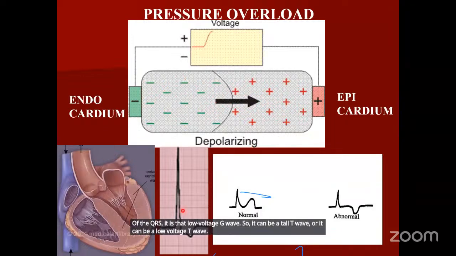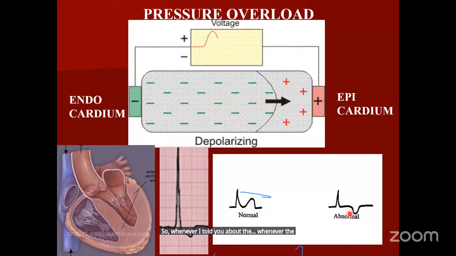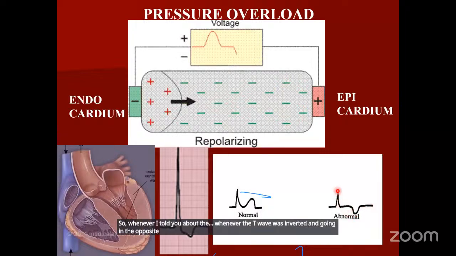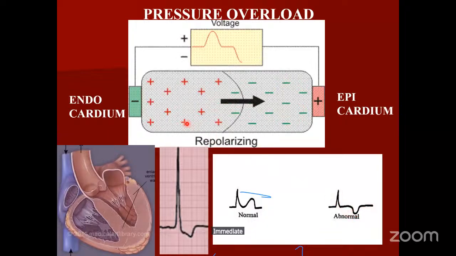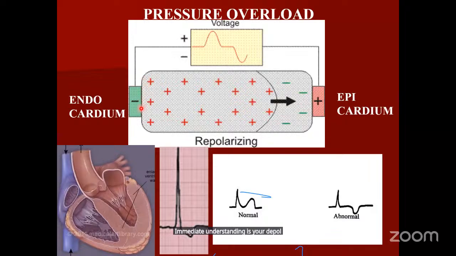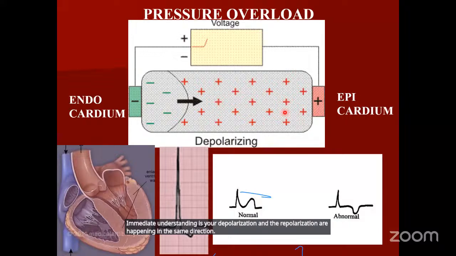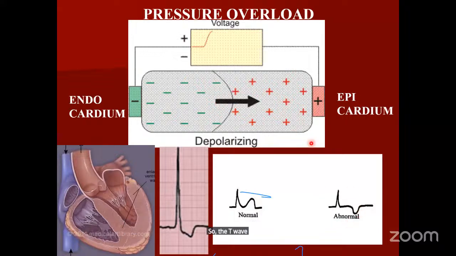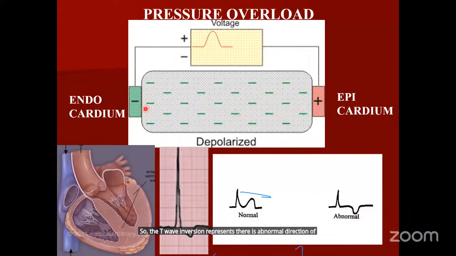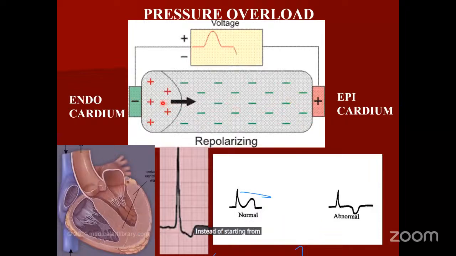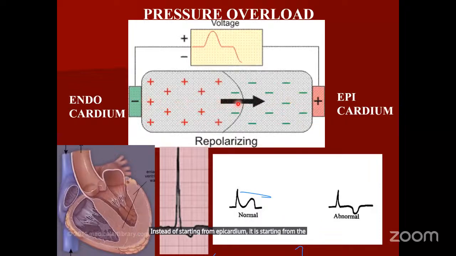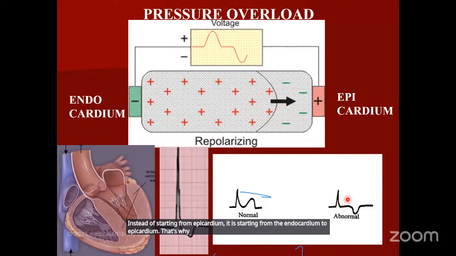So whenever I told you the T wave is inverted and going in the opposite direction of the QRS complex, the immediate understanding is that your depolarization and the repolarization are not happening in the same direction. So the T wave inversion represents there is abnormal direction of repolarization. Instead of starting from epicardium, it is starting from the endocardium to epicardium. That's why the T wave can be negative, which can be ischemic or non-ischemic.